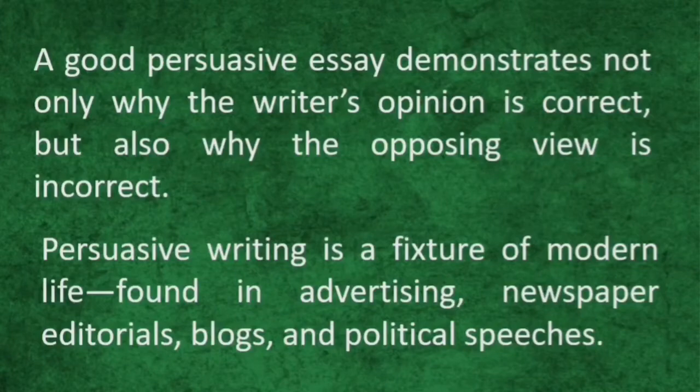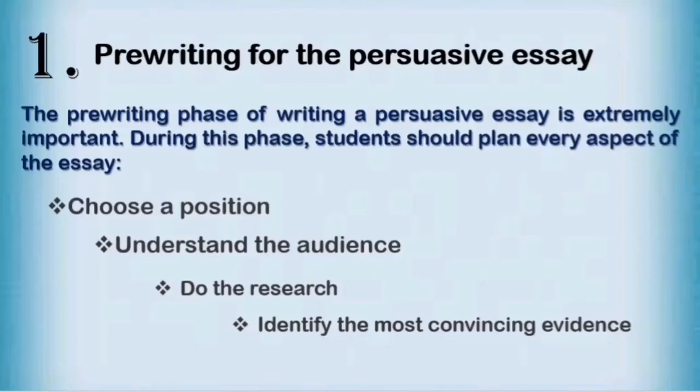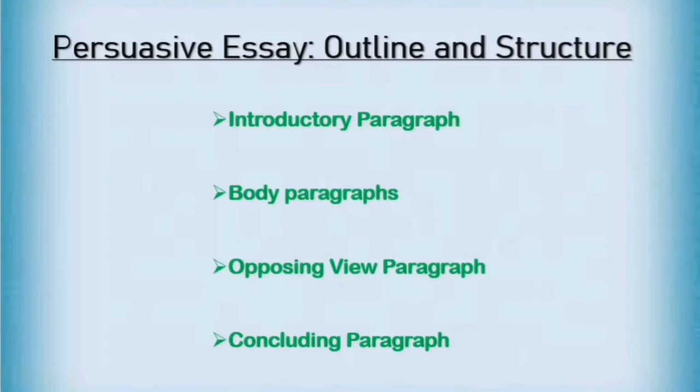So let's talk about the 5-step writing process of persuasive essays. Number one, pre-writing for the persuasive essay. The pre-writing phase of writing a persuasive essay is extremely important. During this phase, students should plan every aspect of the essay. Choose a position, understand the audience, do the research, identify the most convincing evidence, and organize the persuasive essay: outline and structure. Persuasive essay outline: introductory paragraph, body paragraph, opposing view paragraph, concluding paragraph.